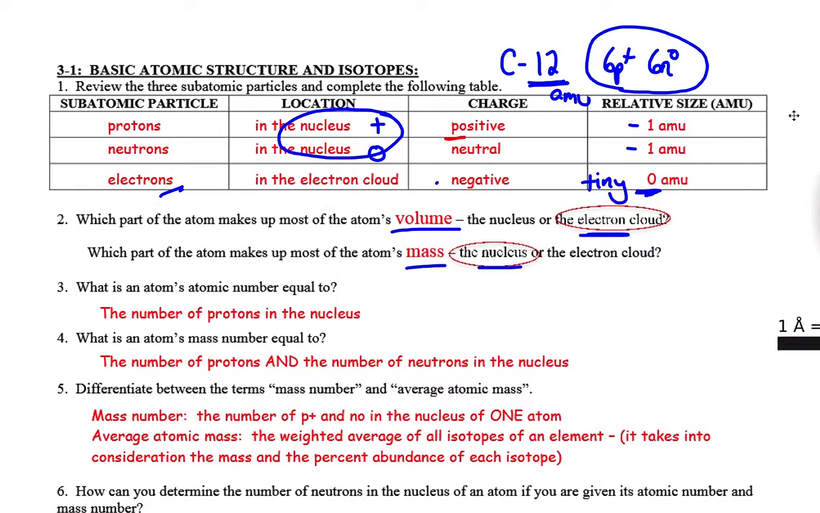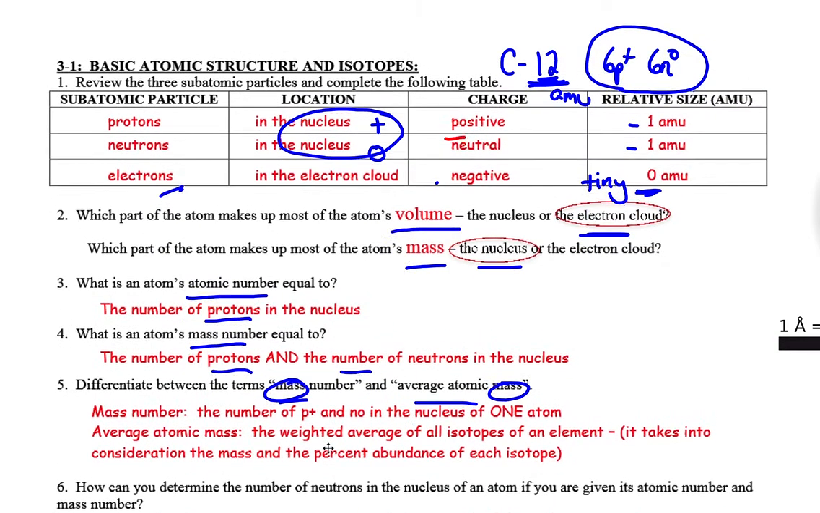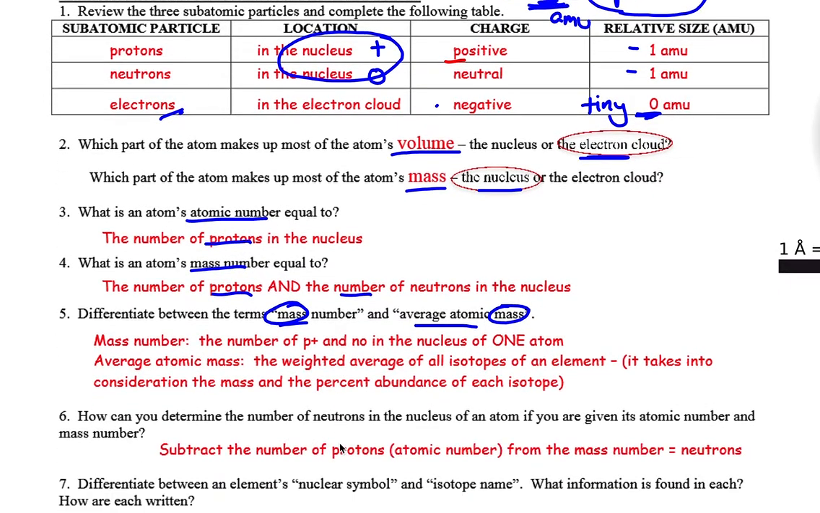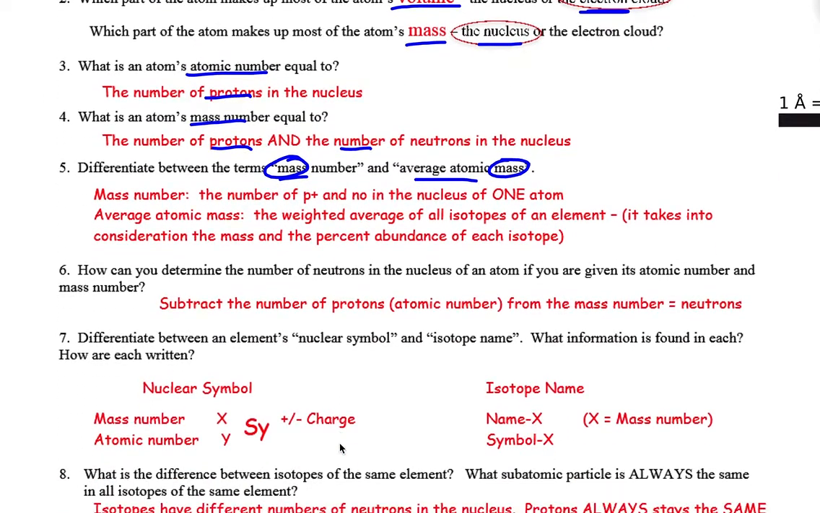Okay. All right, some other things that we need to know. An atom's atomic number is equal to the number of protons. The mass number is what we just looked at with the carbon-12. It's the protons and the neutrons in the nucleus of one particular atom. Now, the mass number and the average atomic mass are two different things. I know the word mass is in both, and probably in your head it just makes you think weight or how heavy it is, but it is not the same thing. The mass number and the average atomic mass are two different things.